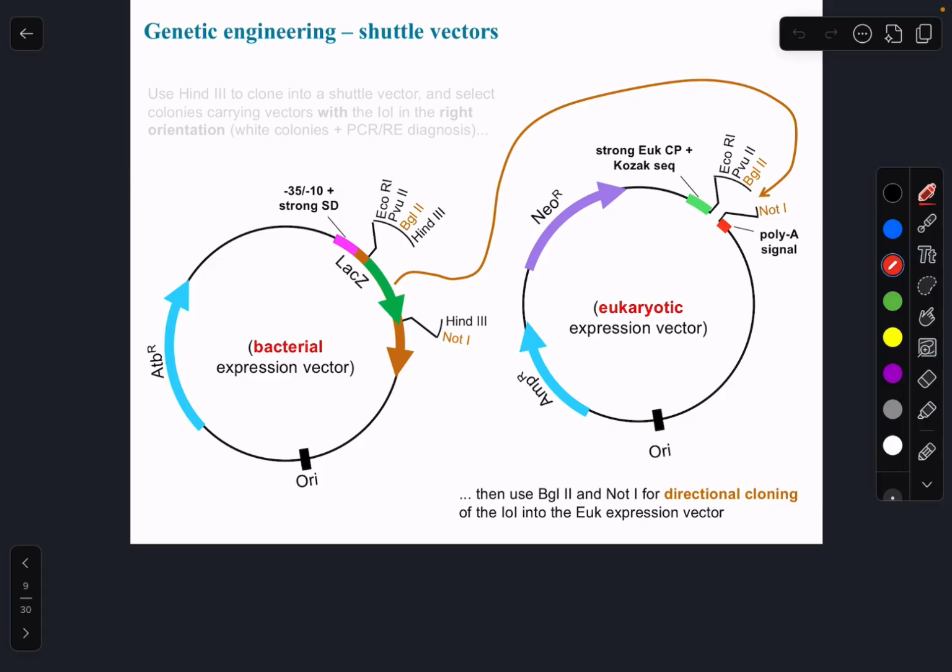All right, so now let's say that you have your eukaryotic expression vector with your insert of interest in the right orientation, and you put it in cells.